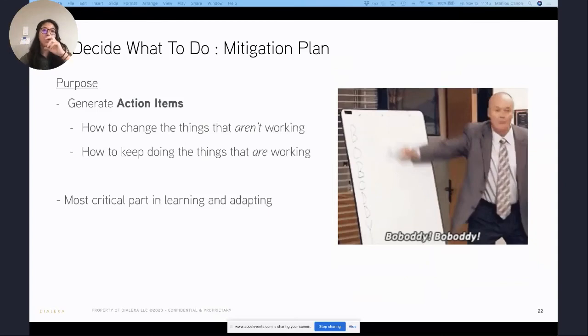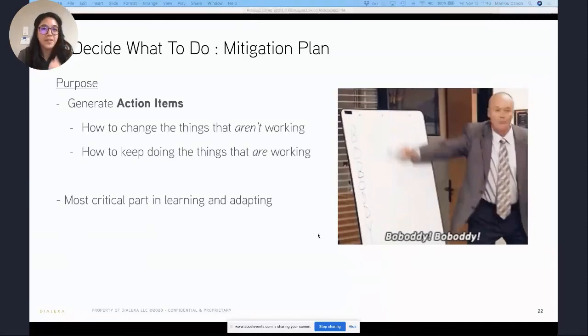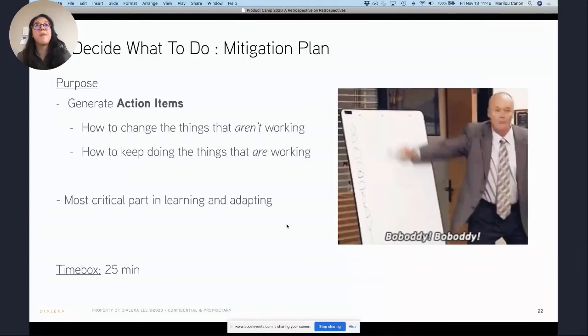Okay, so in this mitigation plan, or the discussion and generating these action items, this is the most critical part in learning and adapting, right? When you walk away from a retro, these action items should inform you of a way to operate in your iteration that propels you forward. So, learning from your past so your future is less painful or your future is more exciting. This is time boxed to 25 minutes.